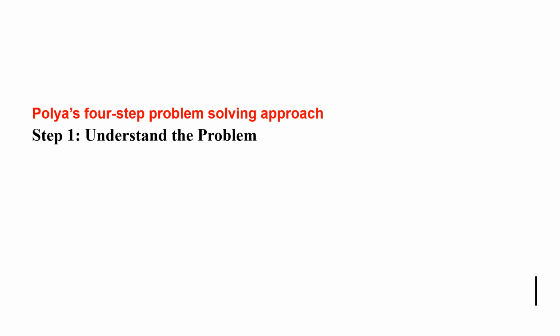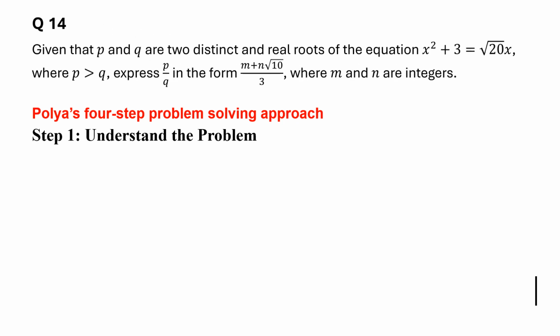So what is this problem that we're going to solve today? You've been given P and Q such that P and Q are the two distinct and real roots of the equation given, and one of them is bigger than the other one. After finding the values for P and Q, we need to express it in surds. And if you look at what you're given, it's a rationalized surd already, because the denominator is a rational number. Okay, and m and n are integers.